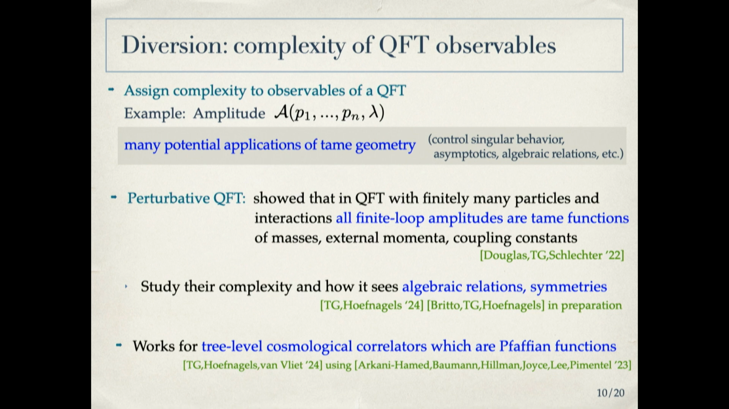Now, we have already made the first steps by showing that all Feynman amplitudes at finite loop order are tame functions, and now we are studying algebraic relations. That this can be successful is indicated by the fact that, for example, for tree-level cosmological correlators, we got already quite far by using this complexity notion because they turn out to be Pfaffian functions.